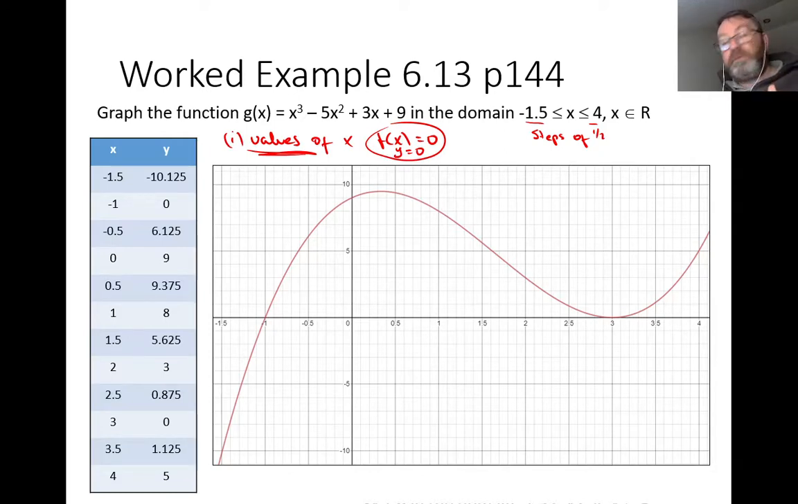And don't forget what y equals 0 is. Y equals 0 is the x-axis. So if you try to take this language and decipher it, I want the values of x, so my answers come from the x-axis, where the line y equals 0 cuts the graph. Now, the line y equals 0 is the x-axis. So you draw horizontally through that, and you get a value there.